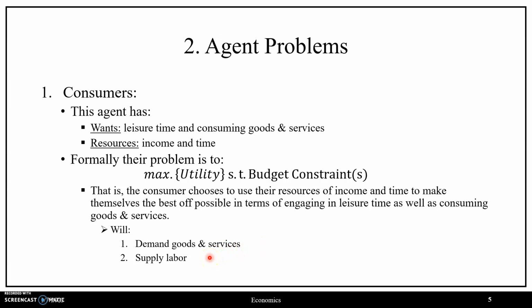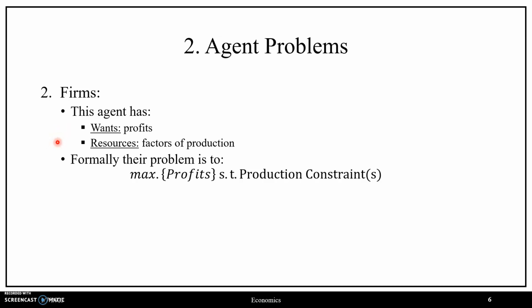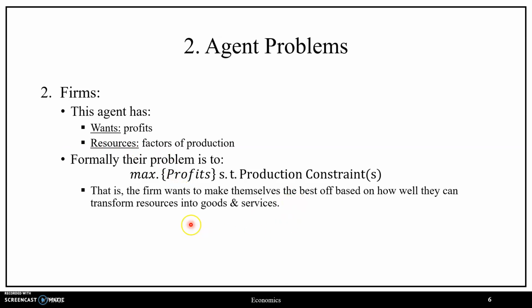In terms of our second agent type, we have firms, where this agent will have wants in the form of profits and have resources in the form of the factors of production, where formally their problem is to maximize profits subject to the production constraints, or in other words, the firm tries to make themselves the best off possible in the form of their wants of profits based upon how well they can transform resources into goods and services, where their resources are the factors of production, where they will supply goods and services and demand labor.